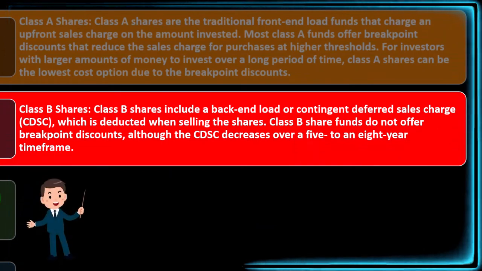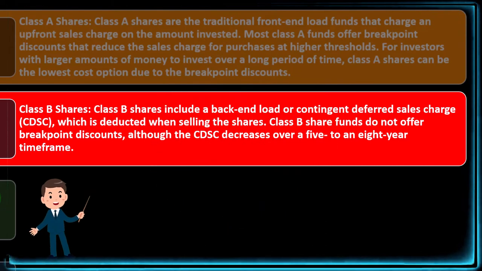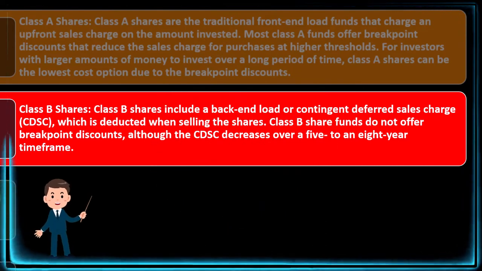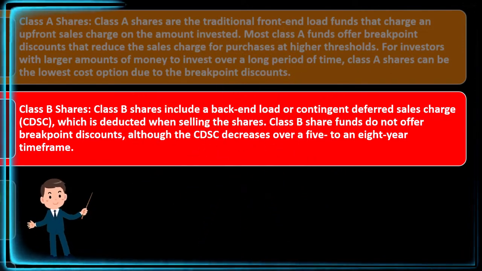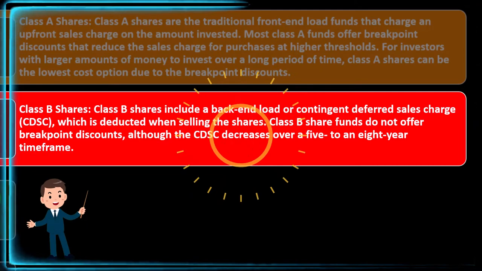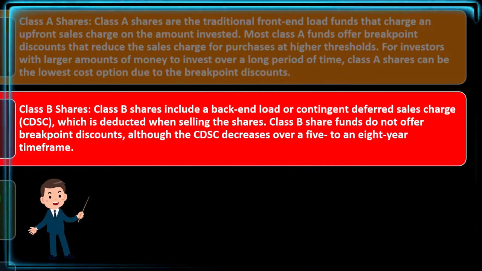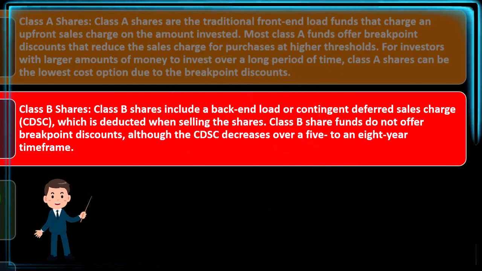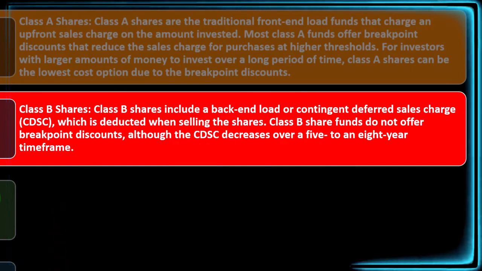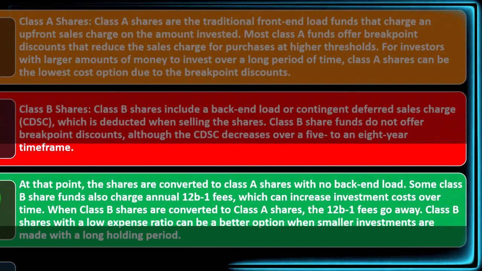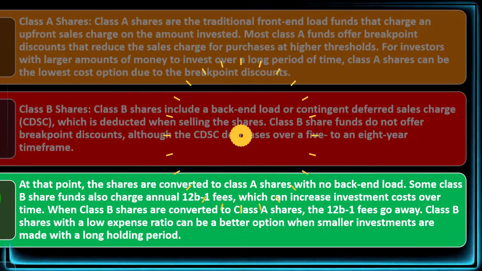Then you've got the Class B shares. Class B shares include a back-end load or contingent deferred sales charge, that's the CDSC, which is deducted when selling the shares. So you're going to hold on to the shares, you're going to sell the shares, and that's when they hit you with it. Class B share funds do not offer breakpoint discounts, although the CDSC decreases over a 5 to 8 year time frame. At that point, the shares are converted to Class A shares with no back-end load.